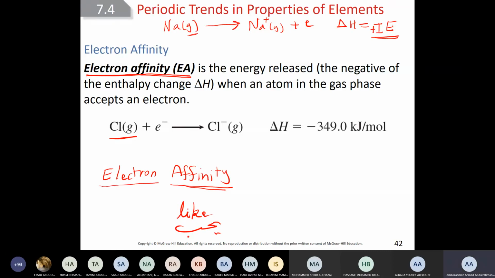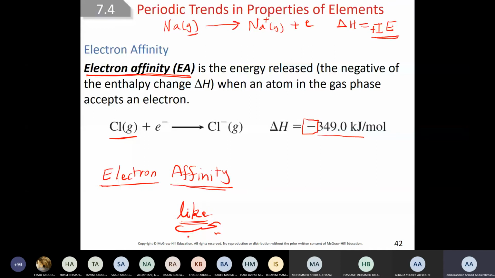Tell me, what's the meaning of electron affinity? Like to add electron. Like to add electron, like this reaction. And what's the value? Look at the value. It's 349. What's the sign for the value? Negative. All right?